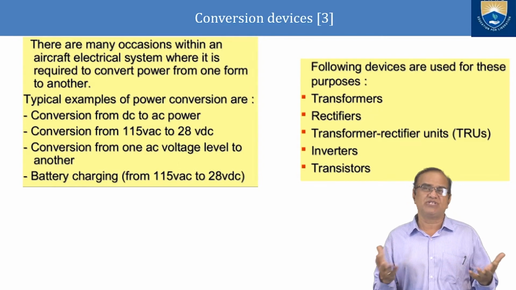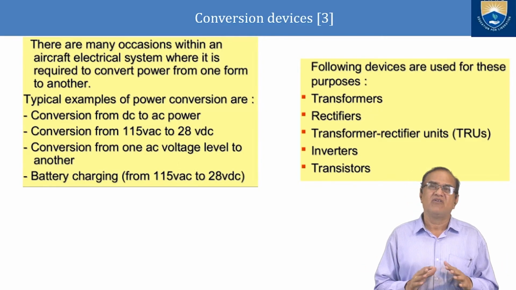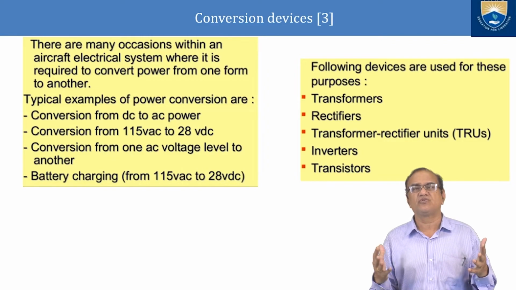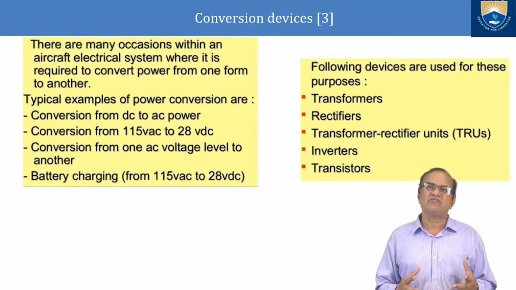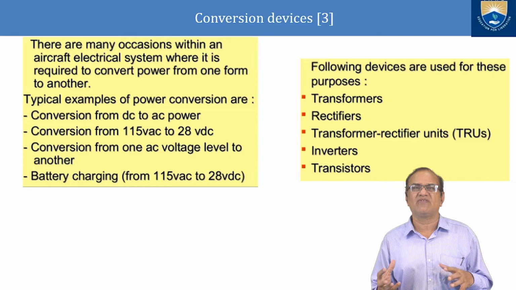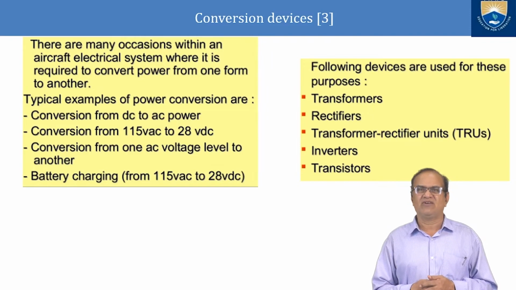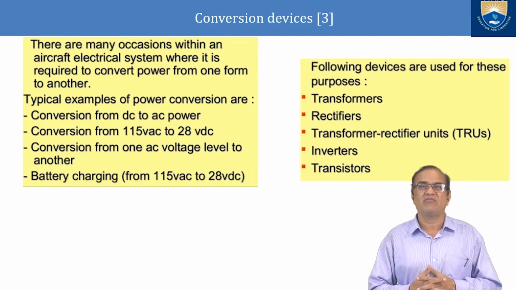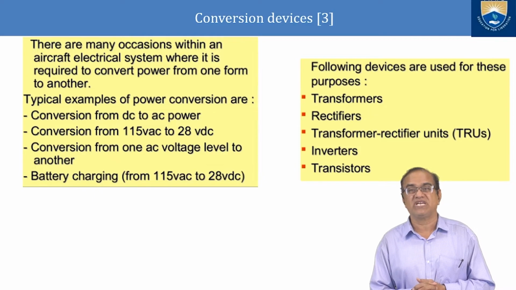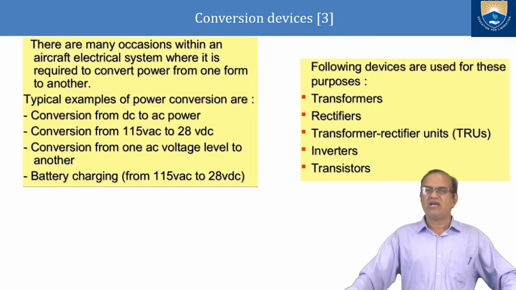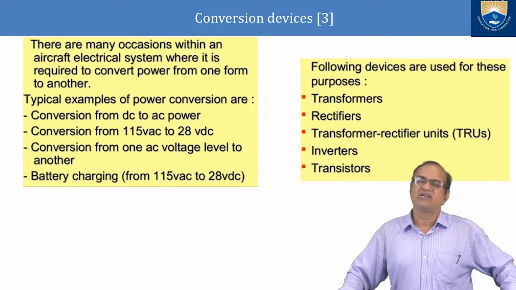That is, AC to DC or DC to AC, 115 volt AC to 28 volt DC, conversion from one AC voltage level to another AC voltage level, and battery charging from 115 volt AC to 28 volt DC. So these are the battery charging requirements.